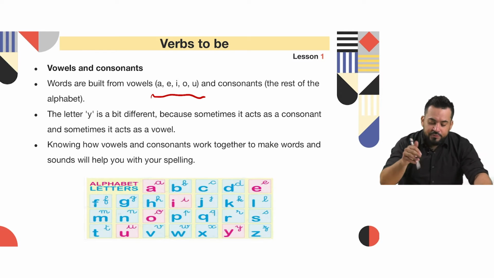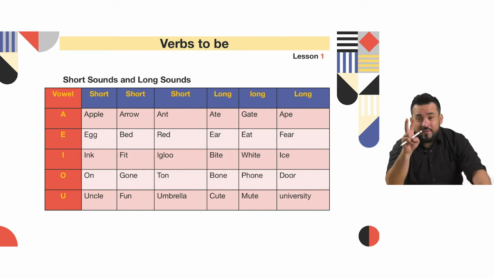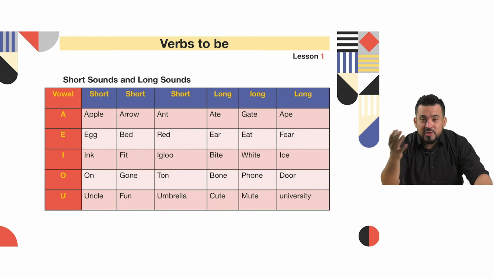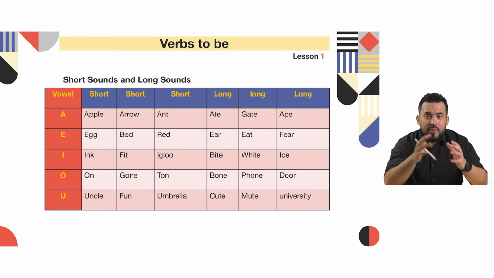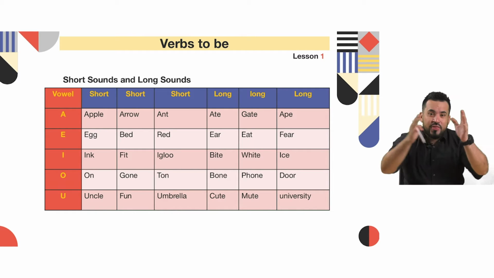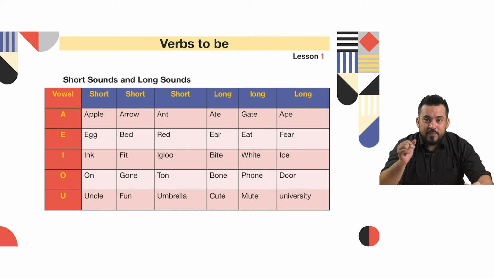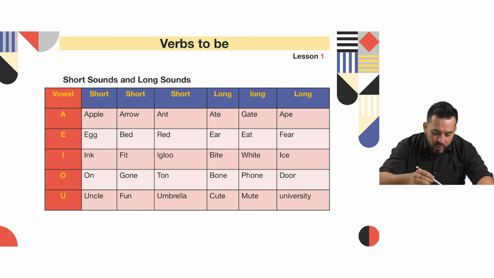Okay, so let's start by looking at the vowels. We have 2 types of vowels. This is where most English learners, especially beginners, get confused, because there are 2 types of vowels. There is a short vowel and there is a long vowel. Now, what is the difference? The pronunciation. Let's see. We have the letter A.